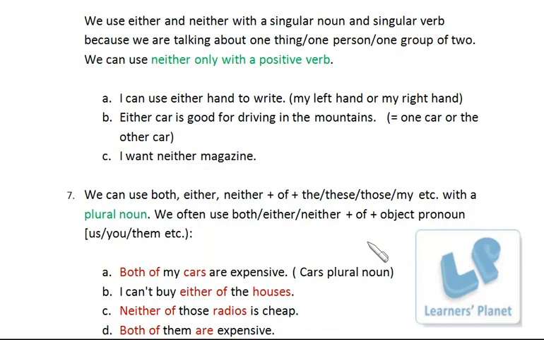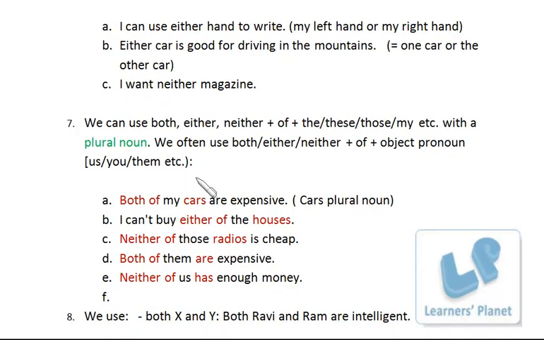Now we can use both, either, neither with of, the, these, those, my, etc. with a plural noun. We often use both of plus an object pronoun, that is them, you, etc. Let's take some examples. Both of my cars are expensive. We are using a plural verb here, and both with a plural noun.